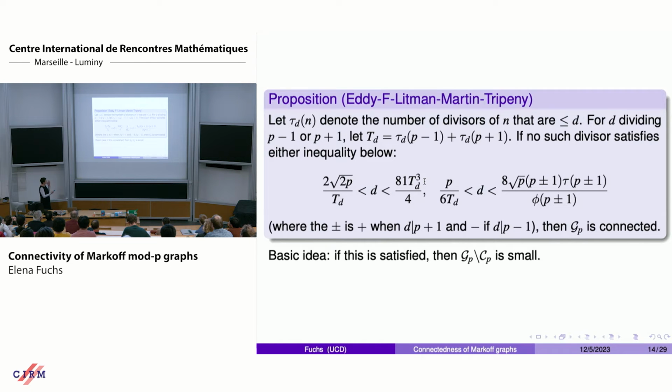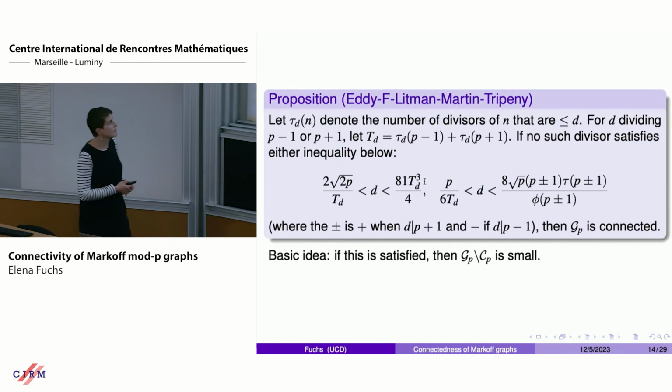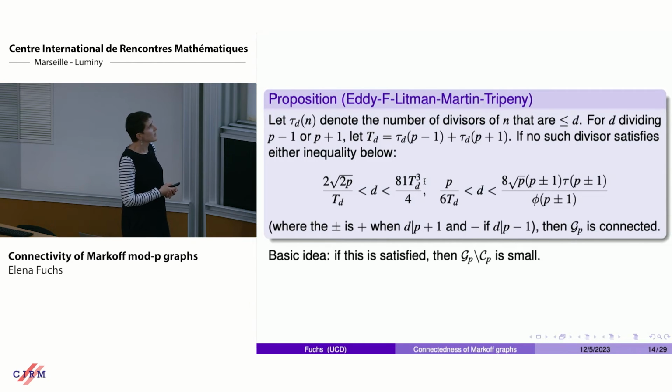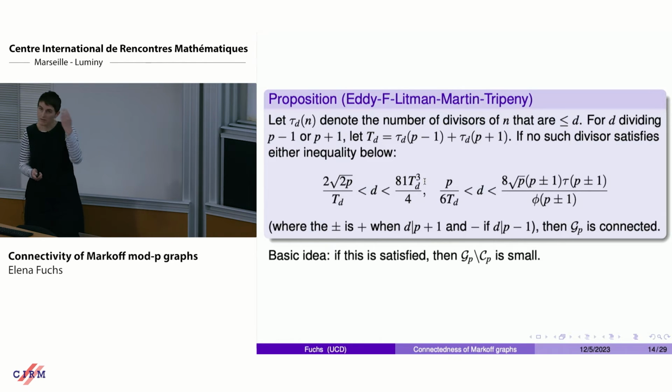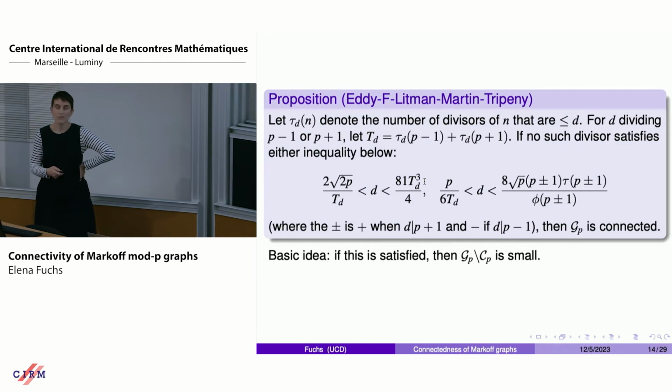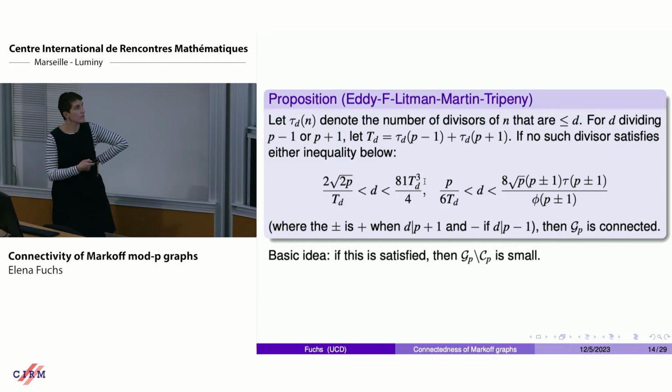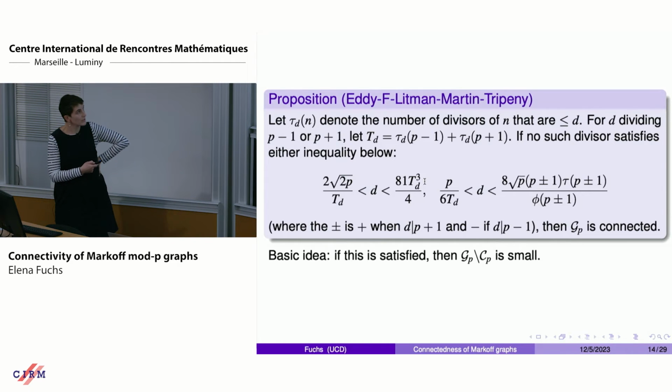So you have these two inequalities. And basically for any P, you can just go on your computer and try to check whether or not this is true. And if you get that it's true, so no such divisor satisfies this, then your graph is connected. If you get that it's not true, then you can't conclude anything.